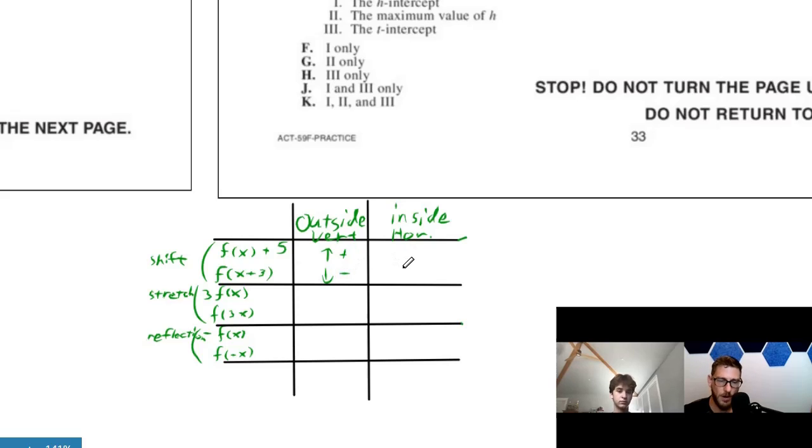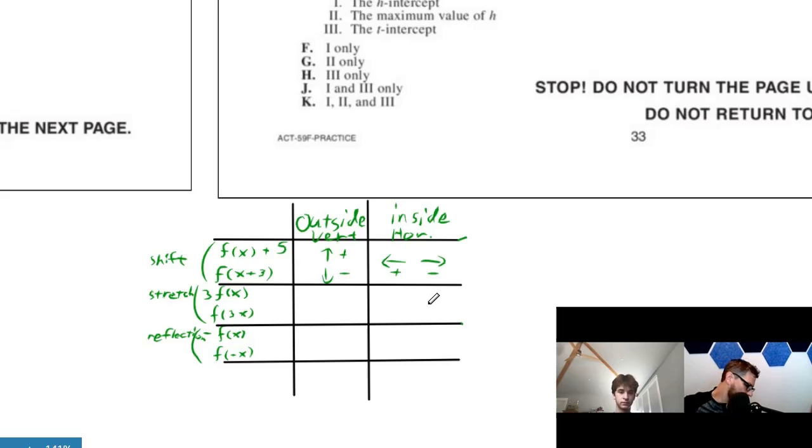Inside is horizontal, but it also goes the opposite way you'd expect. So this goes left and right, but adding actually goes left and subtracting goes right. Yeah, because it has something to do with... but does inside do that? Yeah. Oh, okay, never mind.